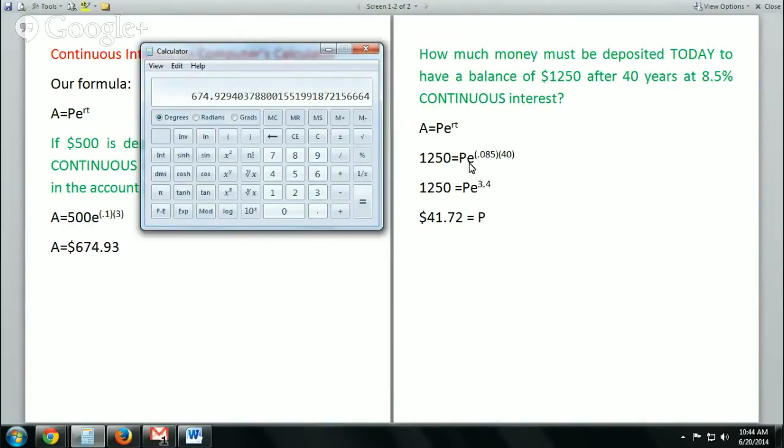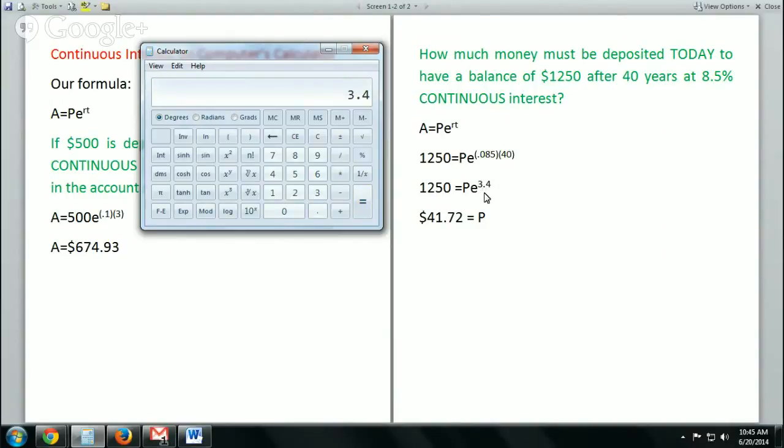E is going to be a key on our calculator, and now changing 8.5% to a decimal is 0.085. It said that we had 40 years for our time. Again, let's evaluate what our exponent is going to be first. So let's say 0.085. Let's multiply that by 40, and you can see that our exponent needs to be 3.4.